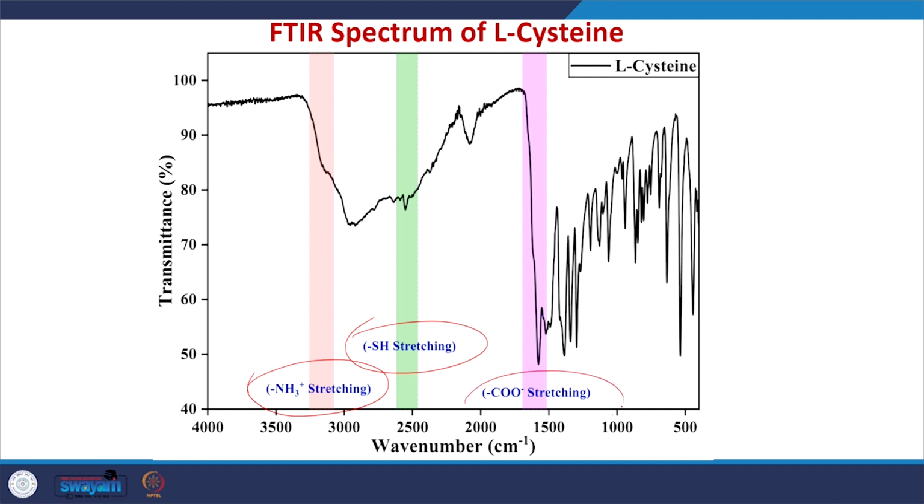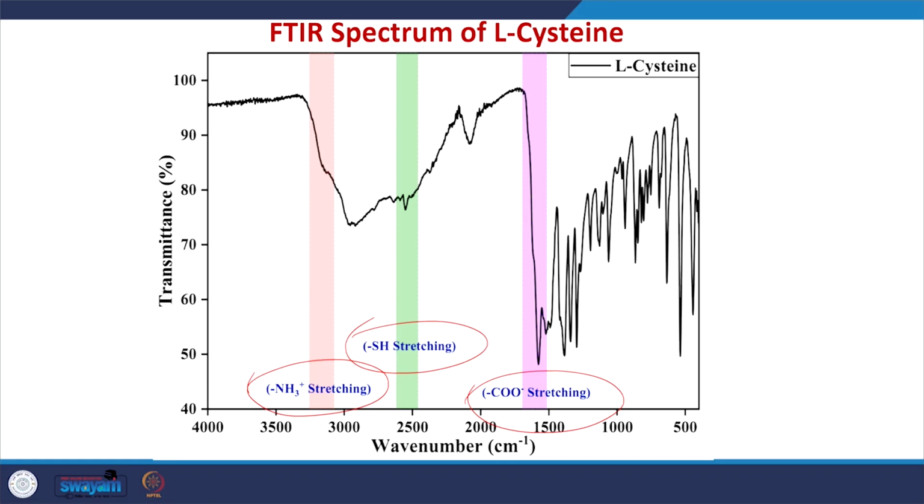The next one is the carboxyl group highlighted in purple. This peak corresponds to the symmetric and asymmetric stretching vibrations of the carboxylate group. It confirms the carboxylic acid functionality deprotonated to form the carboxylate group.